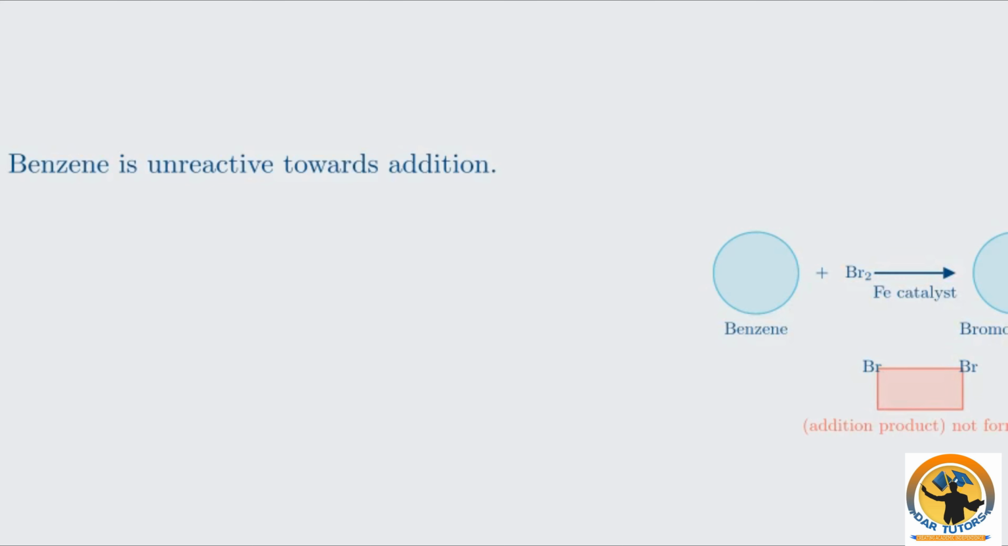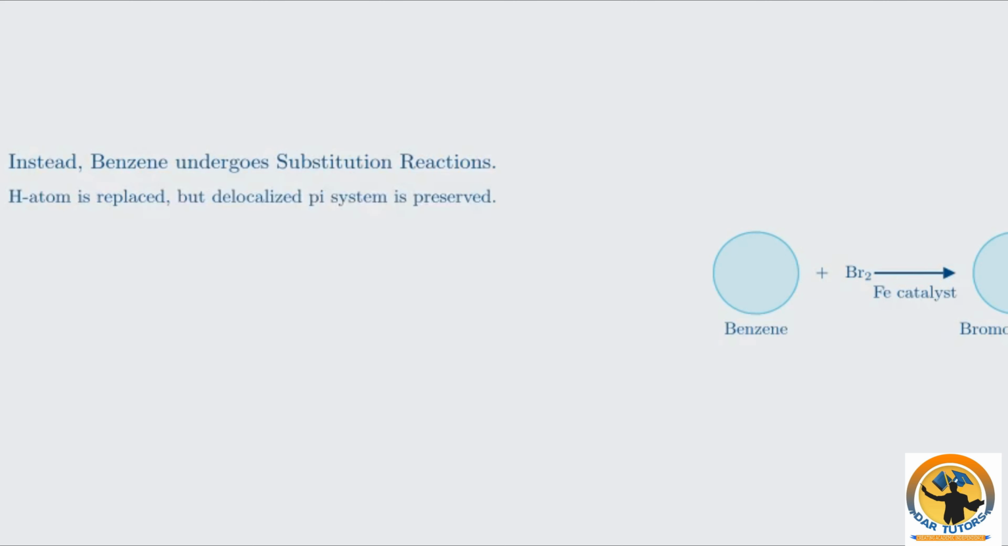Why? Because an addition reaction would destroy the stable, delocalized pi system, costing a large amount of energy. Instead of addition, benzene undergoes substitution reactions. In these reactions, one of the hydrogen atoms is replaced by another group, but the delocalized pi system is preserved. This mechanism allows benzene to react while retaining its high resonance energy, making it kinetically more stable than you might expect. This demonstrates how the theoretical model of resonance and delocalization directly explains experimental observations about chemical behavior.